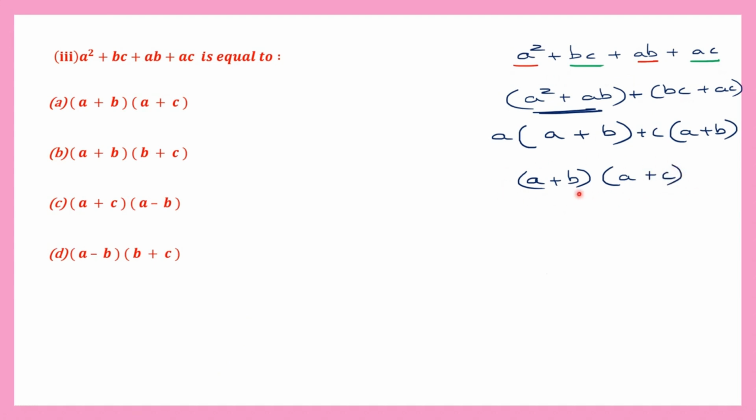If you multiply these two binomials, you will get this back. So we have the factors of a square plus bc plus ab plus ac, and that is a plus b into a plus c, and which is the answer? A plus b into a plus c. This is our answer, the first option.